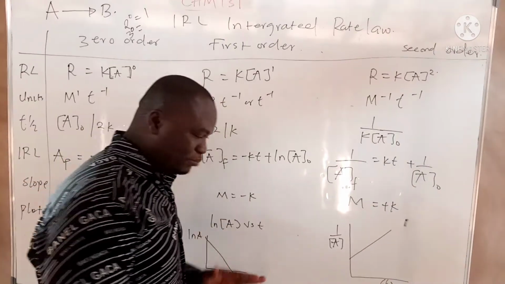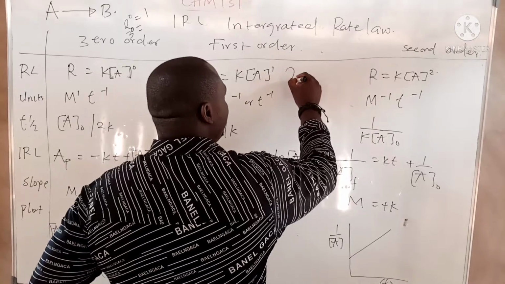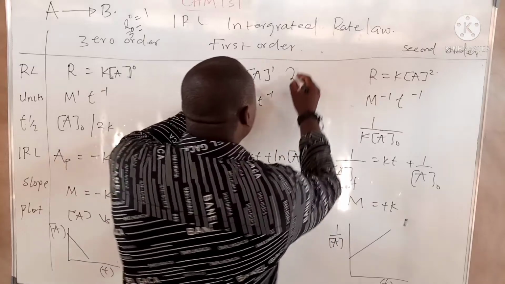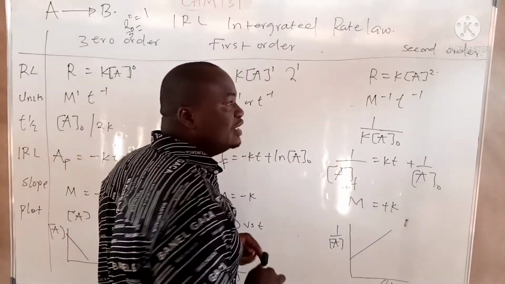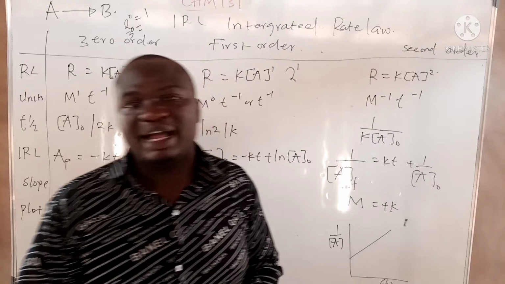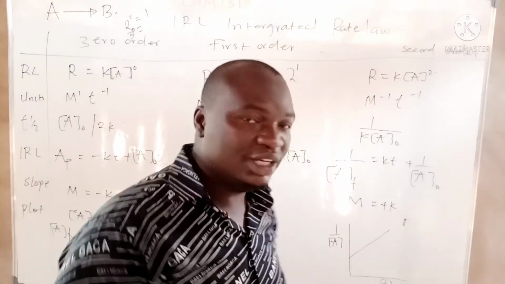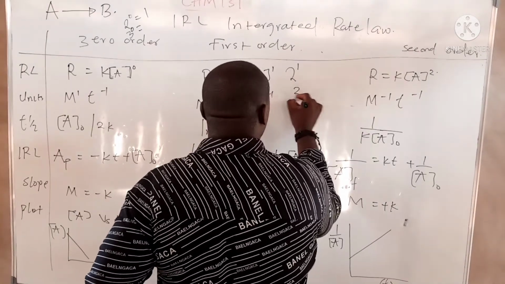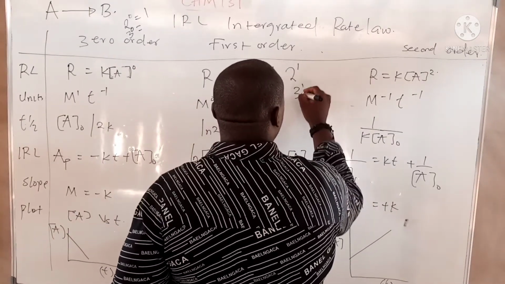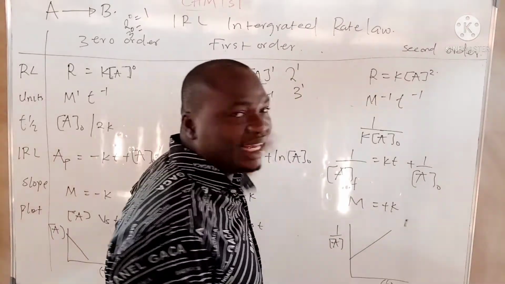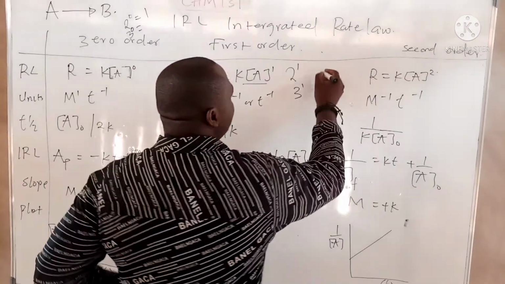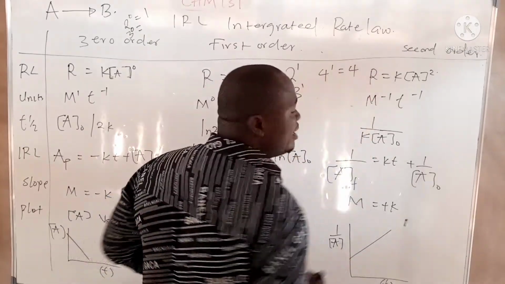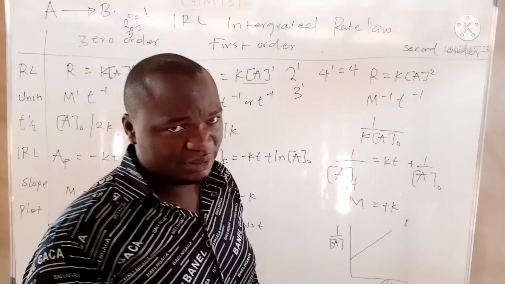Come to the first order. If I increase the concentration by a factor of 2, raised to the power of 1, what will happen to the rate? The rate will also be increased by a factor of 2. It will double. If I triple the initial concentration of the first order by 3, the rate will also increase by 3. If I increase it by 4 raised to the power of 1, the rate will also increase by 4. Examination question.